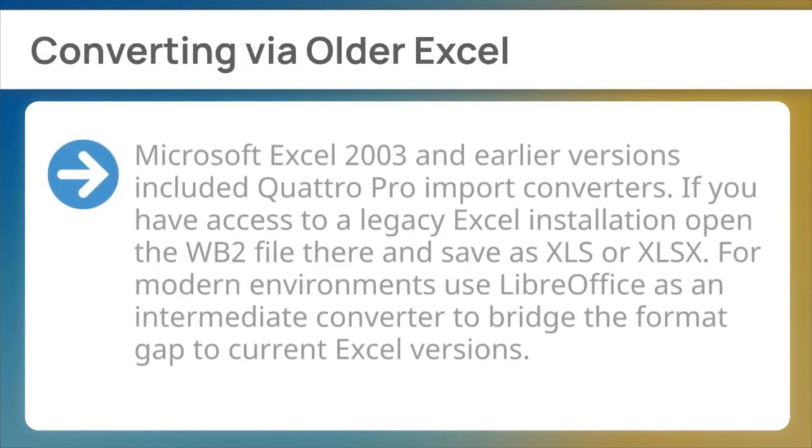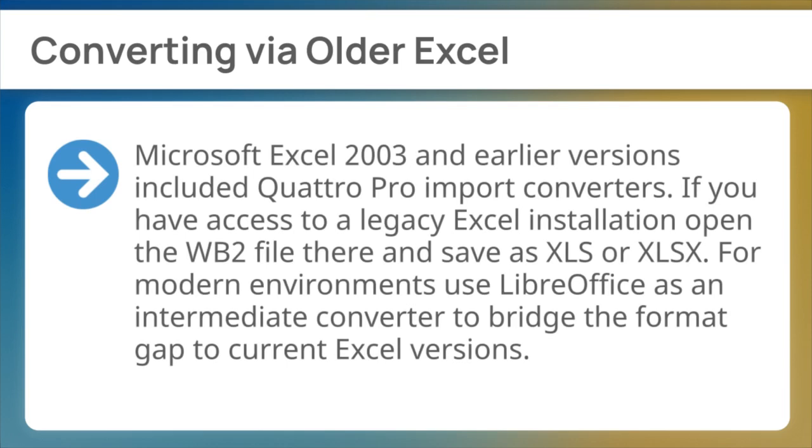Finally, converting via older Excel. Microsoft Excel 2003 and earlier versions included Quattro Pro import converters. If you have access to a legacy Excel installation, open the WB2 file there and save as XLS or XLSX. For modern environments, use LibreOffice as an intermediate converter to bridge the format gap to current Excel versions.